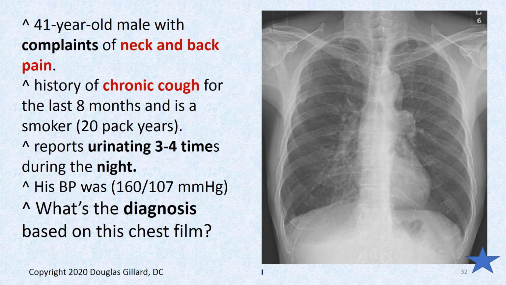In fact, let's go down a little case here. A 41-year-old comes in with neck and back pain to your office, with a history of a cough for the last 8 months, and a smoker for the last 20 years. He reports urinating 3 to 4 times per night. His prostate was fine. His PSA levels were fine. His prostate was checked and fine. His blood pressure is 160/70. Obviously has hypertension. You take a chest film because of that cough. What do you think?